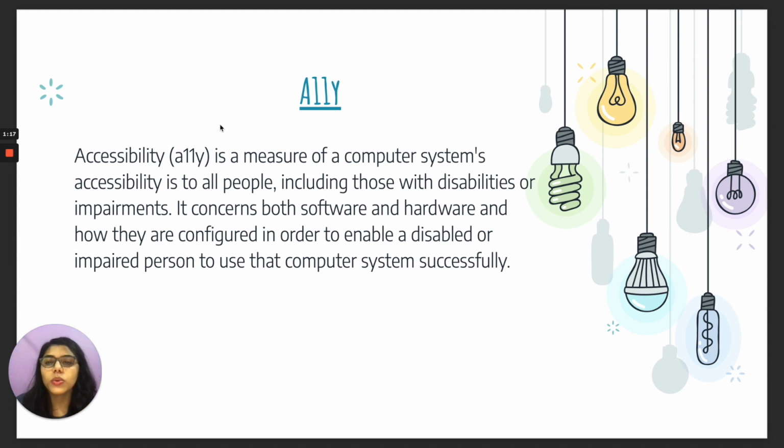A11y, or accessibility, is a measure of how accessible computer systems are to all people, including those with disabilities or impairments. So it considers both hardware problems and software problems, and it makes sure that our app is accessible for everyone out there. Even if they have some kind of disability, they can still use our application without any issues.